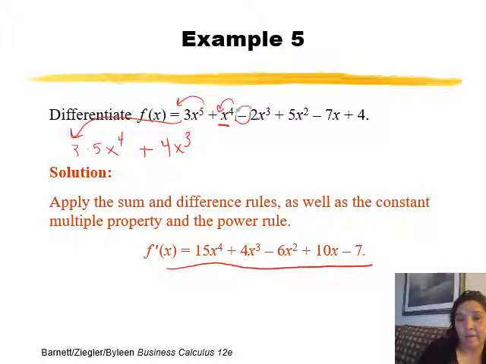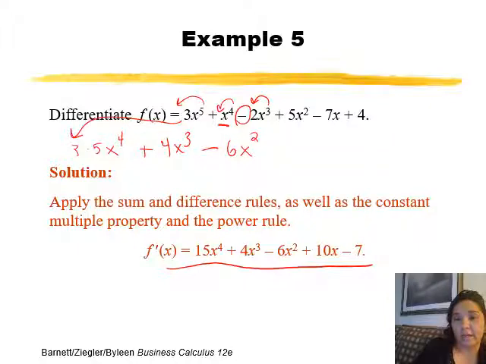And then we have a minus sign, so let's bring that minus sign down. And you're going to bring this 3 down in front of the 2. So 2 times 3 is 6x. 3 minus 1 is 2. Again, another addition sign. We're using the sum and difference rules. So 5, bring this 2 down. 5 times 2 is 10x, because 2 minus 1 is 1. Again, a minus sign here.